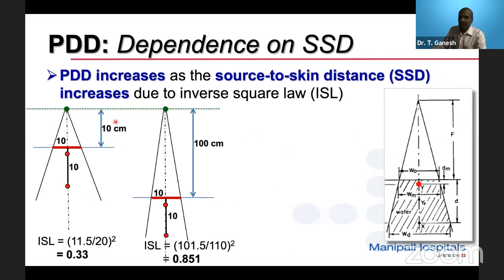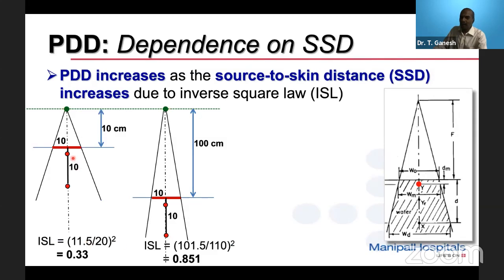How? Let's see an example. SSD 10 centimeter. Don't ask me whether it is possible or not. This is just to highlight how this happens. So this is only an example. SSD here is 10 centimeter and SSD here is 100 centimeter. Fine. And we are considering a point which is at 10 centimeter depth, and this is the dose maximum, and we are considering a field size 10 by 10. So this red horizontal line represents the field size. Field size at 10 centimeter distance is the same, and at 100 centimeter the field size is the same 10 centimeter. And we are considering the same depth. What is the inverse square law?